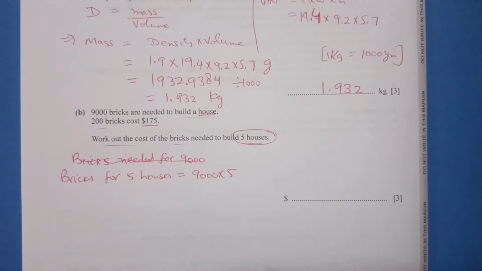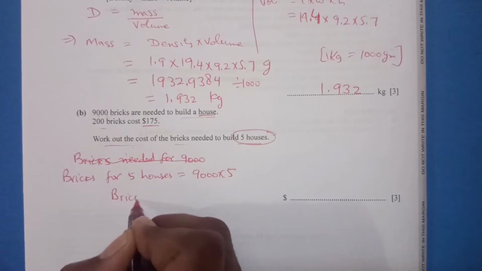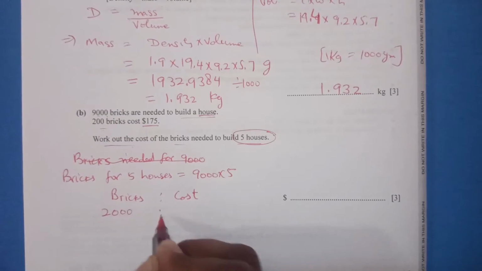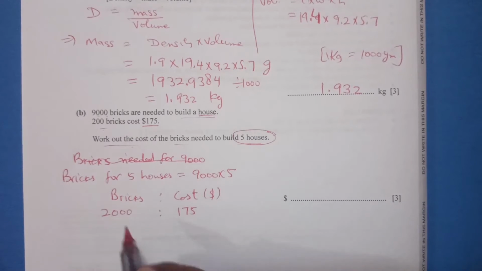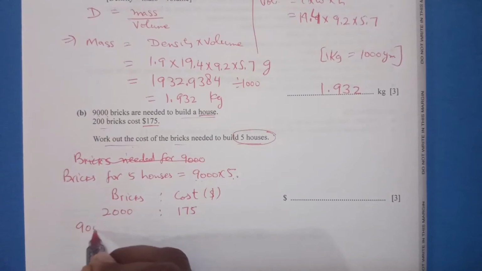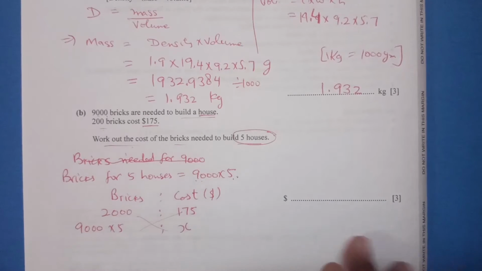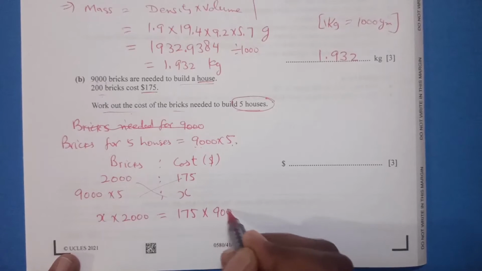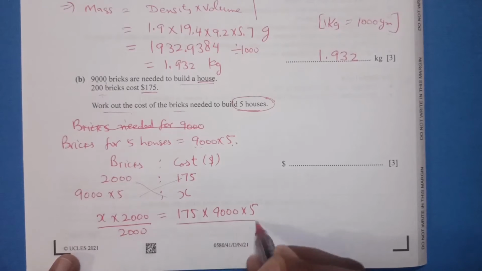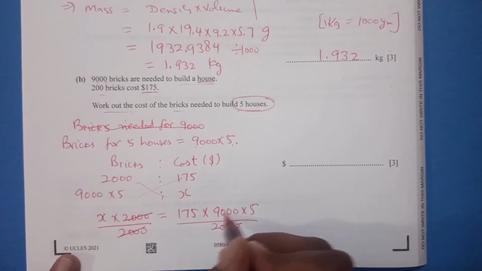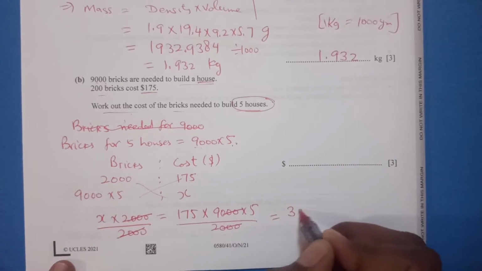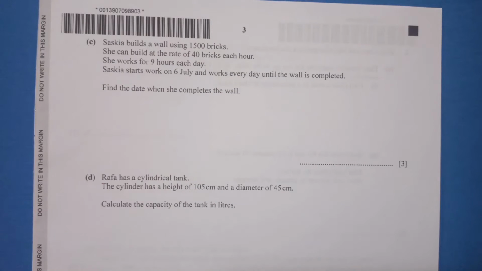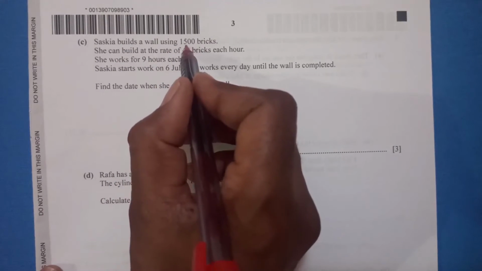So we can just use directly the ratio method here. So here we can say the number of bricks and the cost. So 200 bricks cost $175. So this is in dollars. So we are looking for this many bricks. So that means 9000 times 5 will be like how many? So just cross multiply this here. We will have x times 200 equals 175 times 9000 times 5. So divide by 200 both sides. So when you calculate this one, it comes out to be 39375, right?